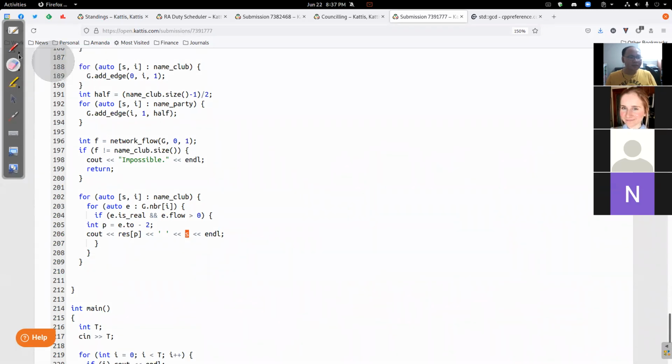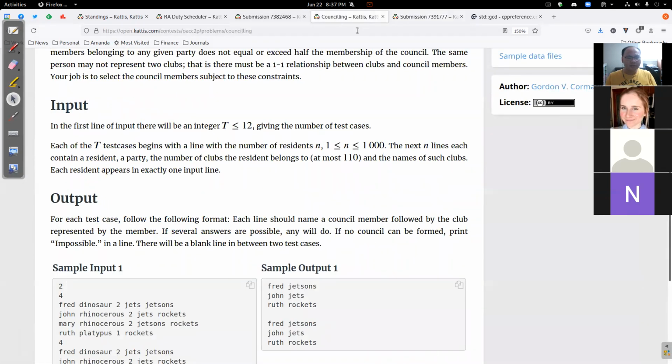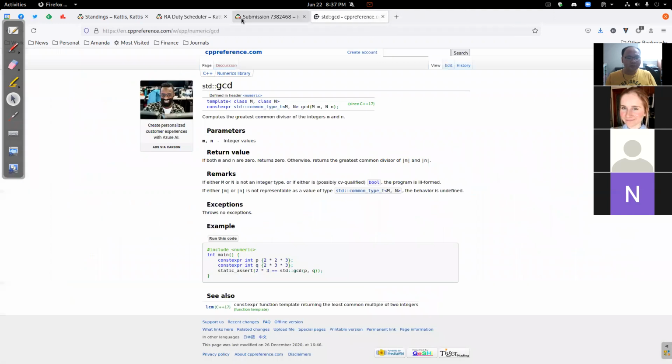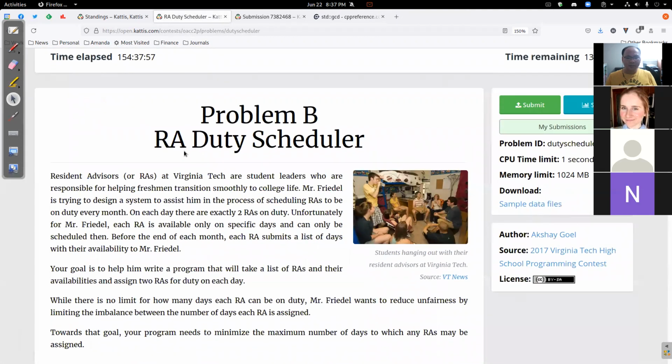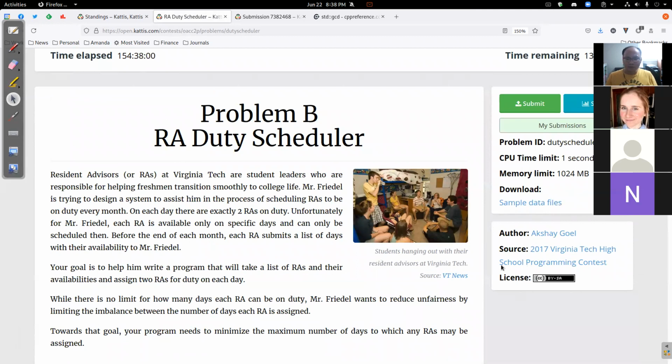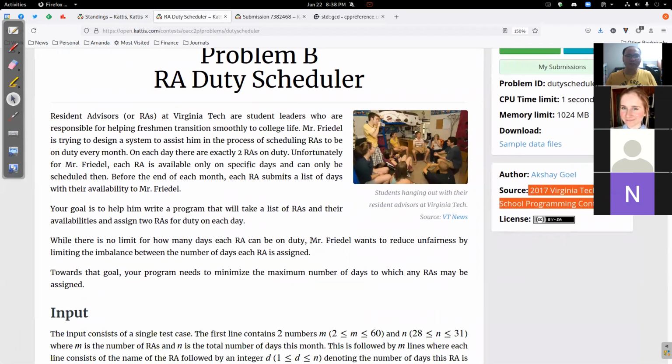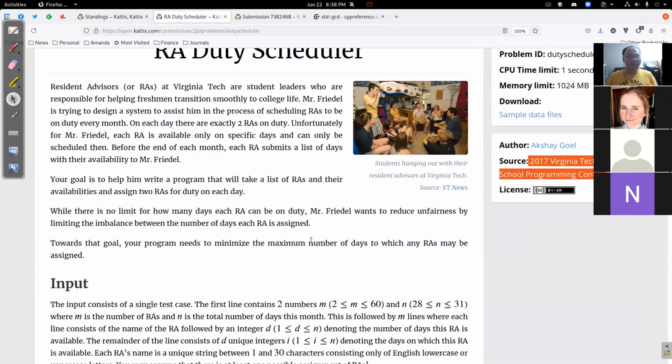Okay. So now, what do I want to do? I want to go to this last one. Okay, look, this is apparently a high school programming contest. When I was in high school, I didn't even know what a graph is, let alone network flow. So I'm not completely sure what kind of high school students these are. Anyway, so you have resident advisors, the student leaders that are responsible for helping freshmen transition smoothly, blah, blah, blah.